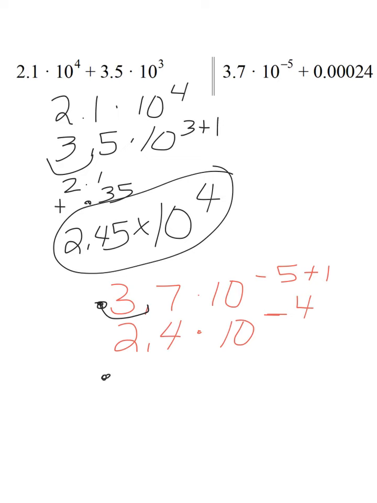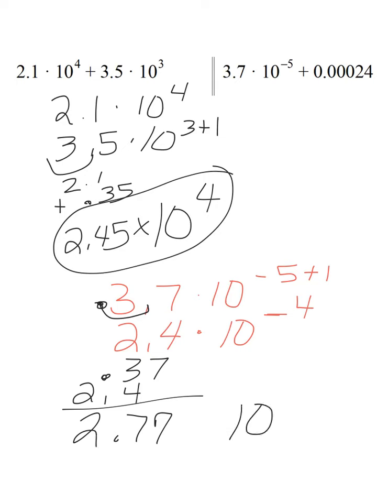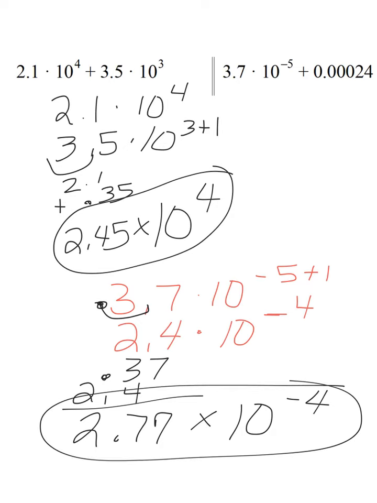It's now 0.37 added to 2.4. And now I add them together and I get 7, bring down my decimal and I get a 2. And then I keep my power of 10, which is 10 to the negative fourth on both of them. So my final answer is 2.77 times 10 to the negative fourth.